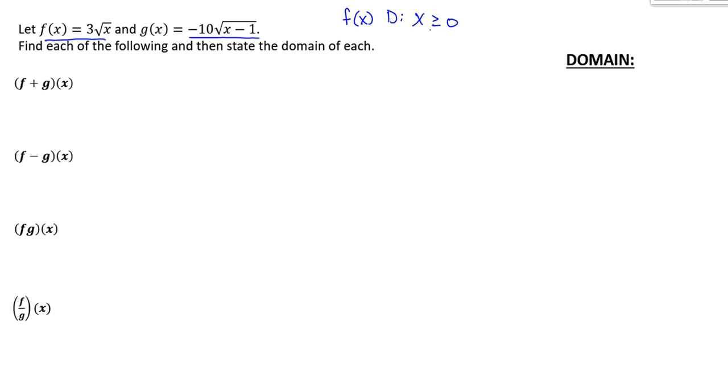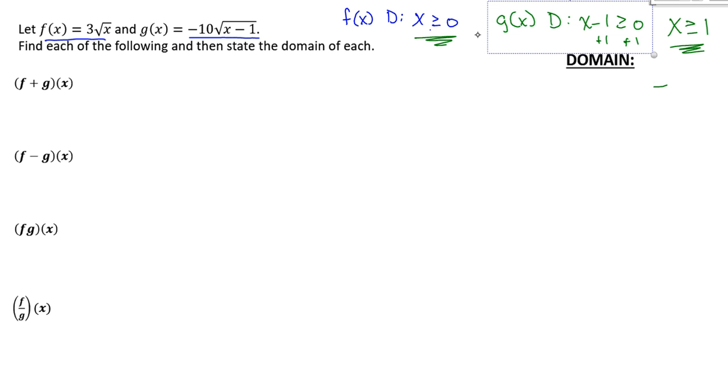Okay, g of x domain is where x minus 1 is greater than or equal to 0. Solving, x greater than or equal to 1. There's g of x, there's f of x. Now, if we combine those together, picturing a number line, we've got, let's see, 0, 1.